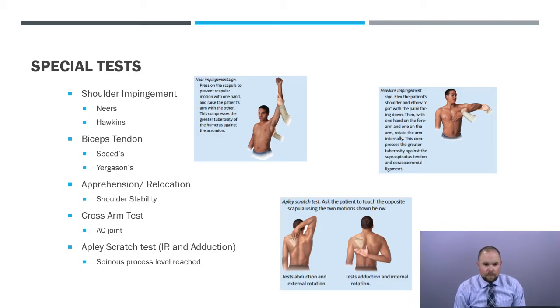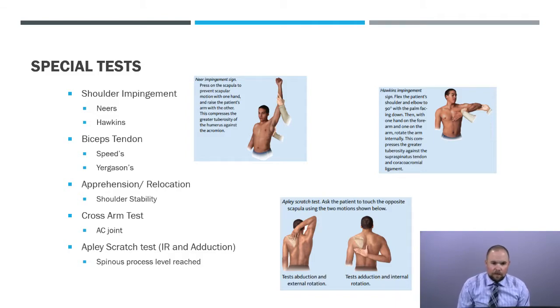The Neer's impingement test is basically forward flexing the patient's shoulder near their ear. That's kind of how you can remember this test. So you want to bring their arm up and near their ear in a forward flexion motion.